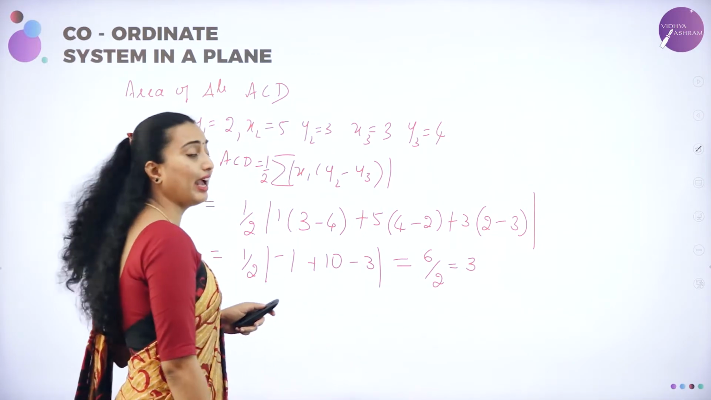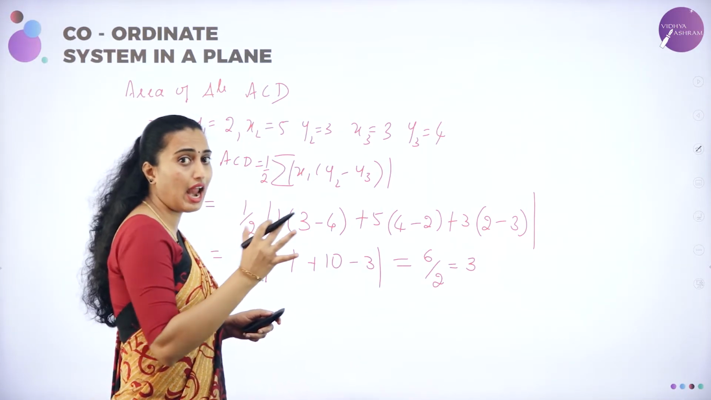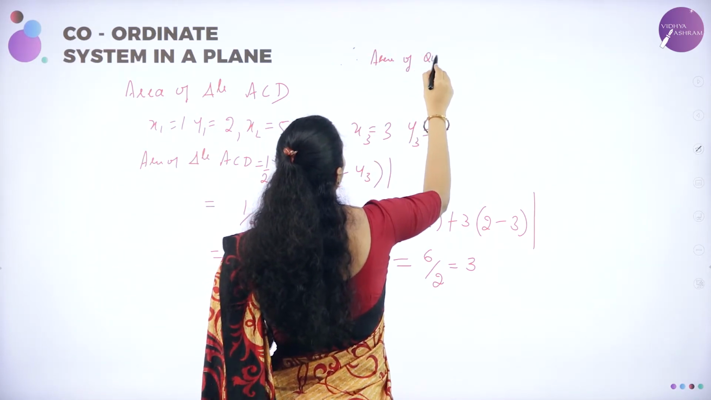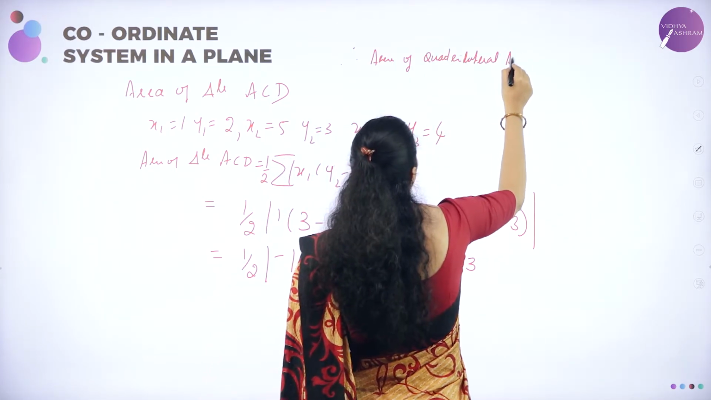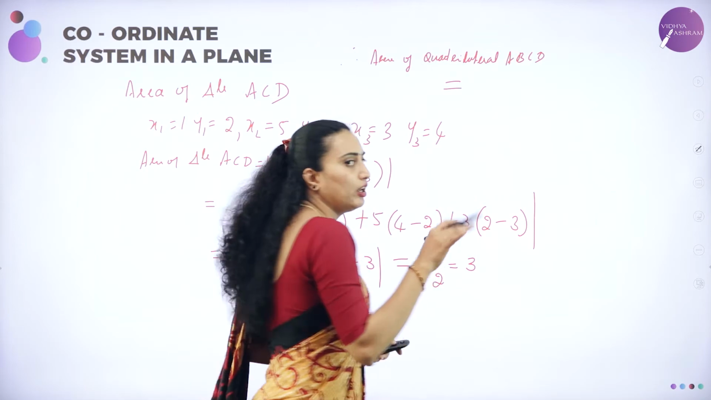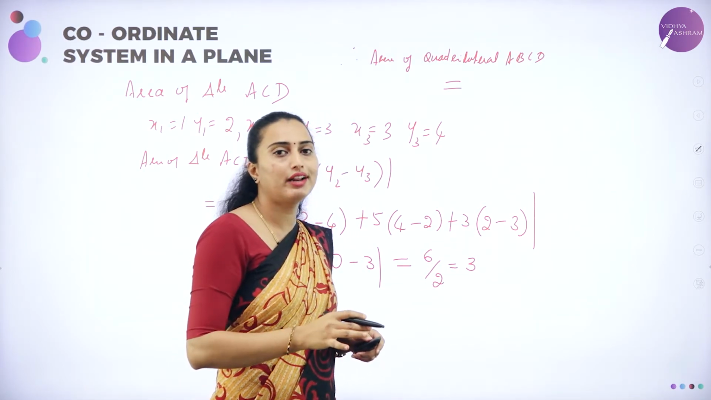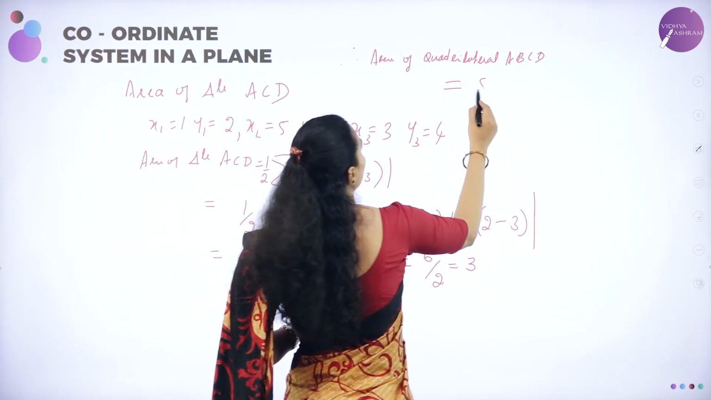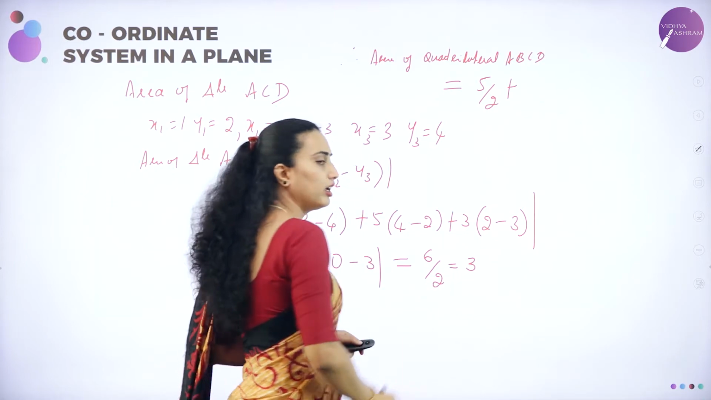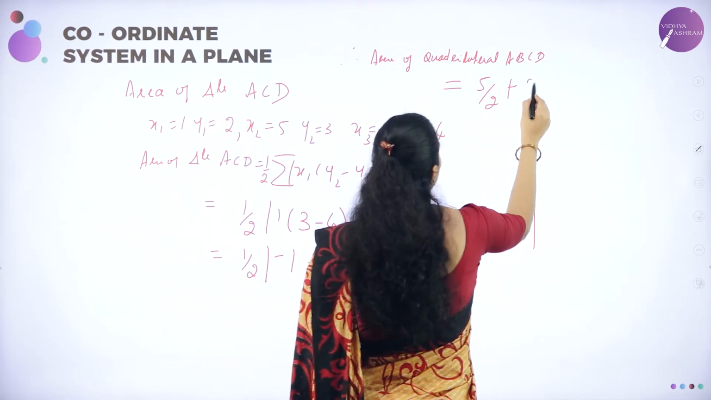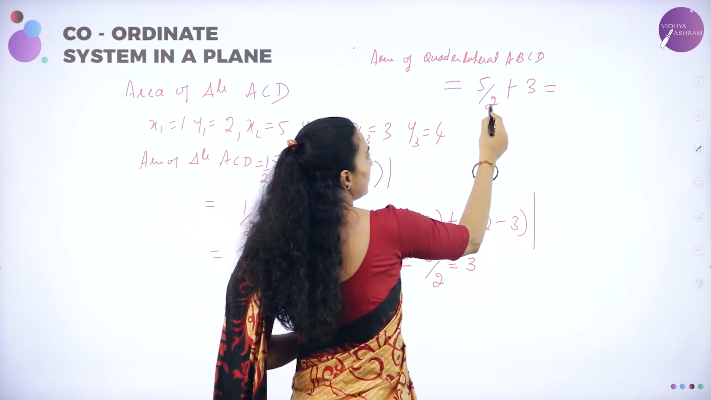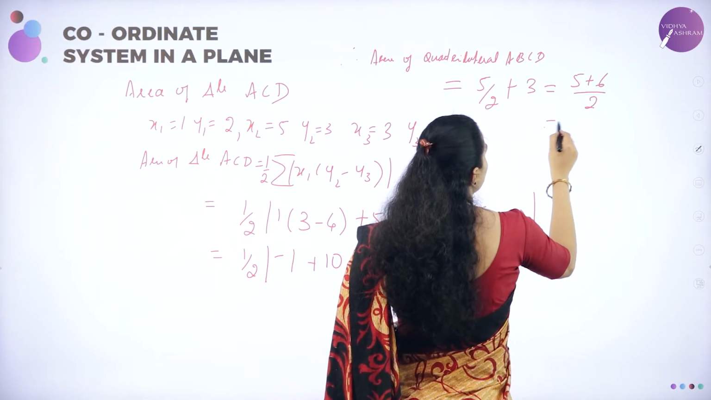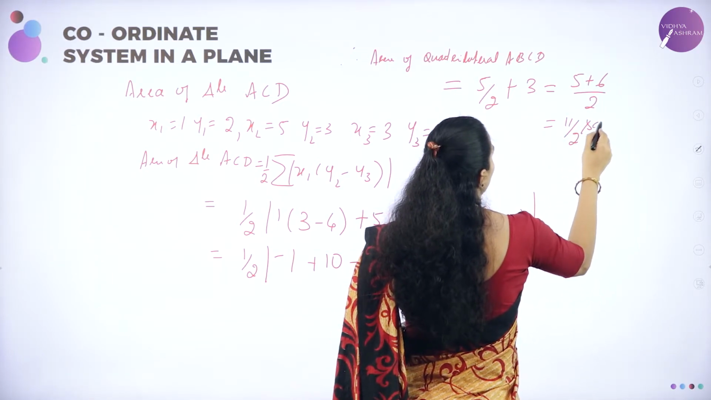Now, this is the area of a triangle ACD. What is the area of a quadrilateral? Adding. Therefore, area of quadrilateral ABCD will be equal to area of a triangle ABC plus area of a triangle ACD. What is the area of a triangle ABC? We got 5 by 2. So 5 by 2 plus area of a triangle ACD we got 3. That will be equal to, you can take LCM, 2 3s are 6. 5 plus 6 divided by 2 will be equal to 11 by 2 square units.